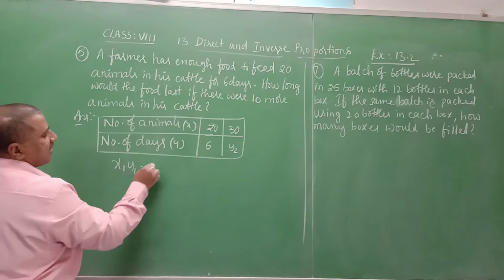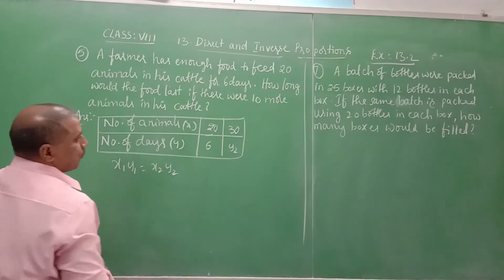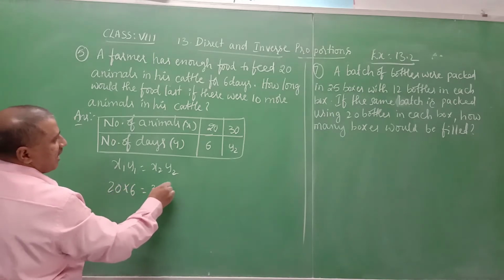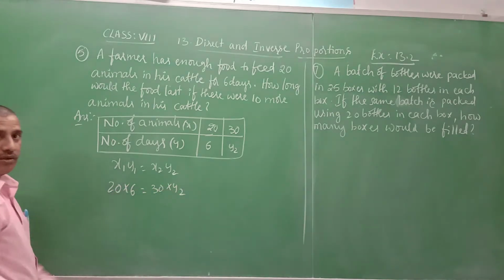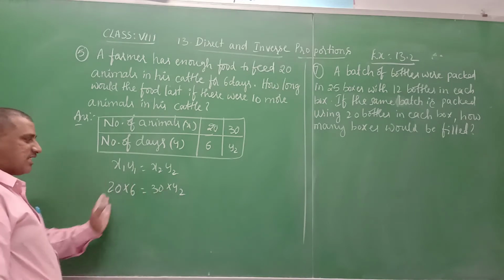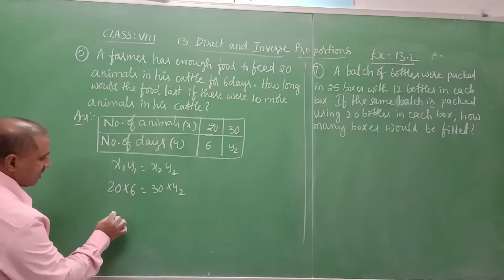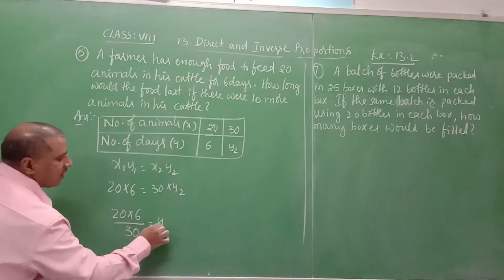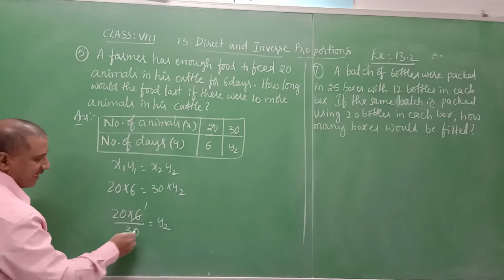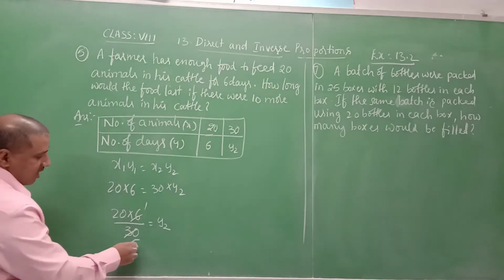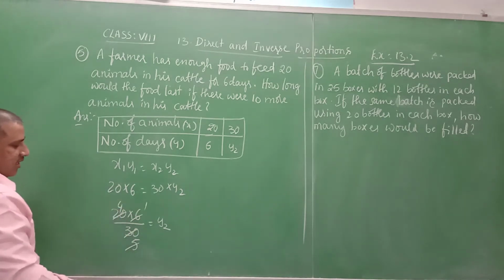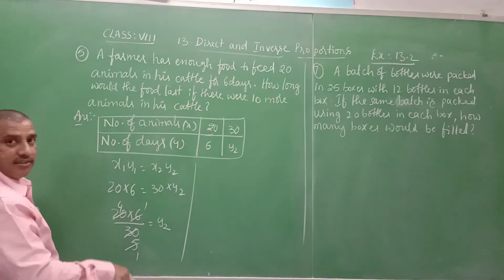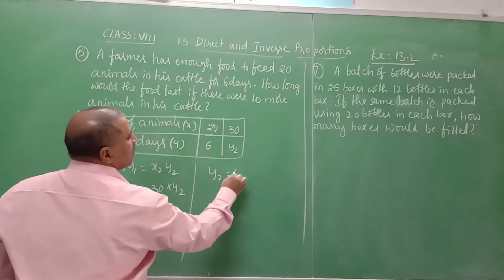Now x1 y1 is equal to x2 y2. That is 20 into 6 is equal to 30 into y2. Now find y2. To find y2, transpose 30 to the LHS, it divides. 20 into 6 divided by 30 is equal to y2. 6 ones are 6, 6 fives are 30. 5 ones are 5, 5 fours are 20. Now y2 is equal to 4 into 1, 4 divided by 1 is equal to 4. So y2 is equal to 4.